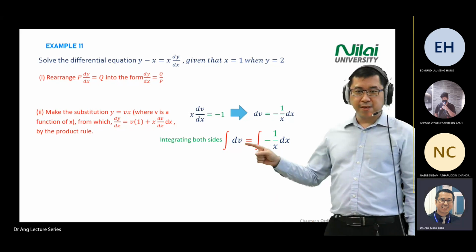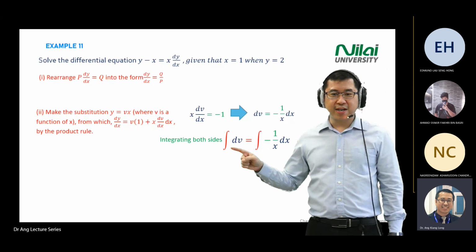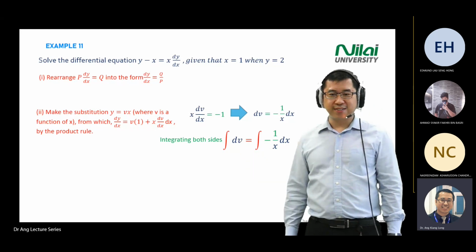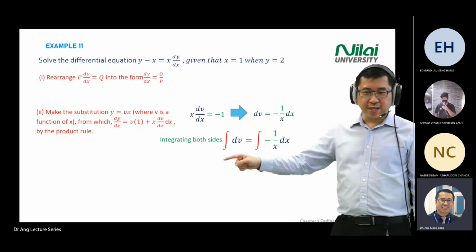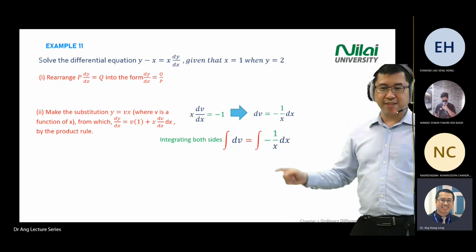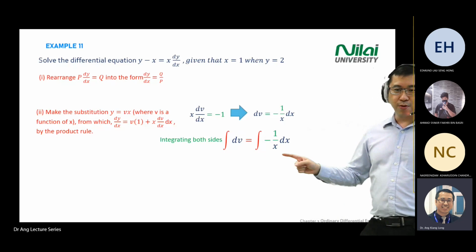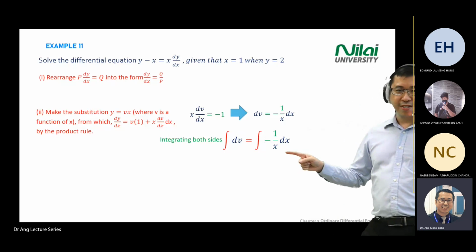Nizam, what do you get? Integrate 1 dv, what do you get? V. Okay, now you learn it already. Integrate 1 dv, you get v. Then this one I think you expert already, Nizam. What do you get? Negative ln x.